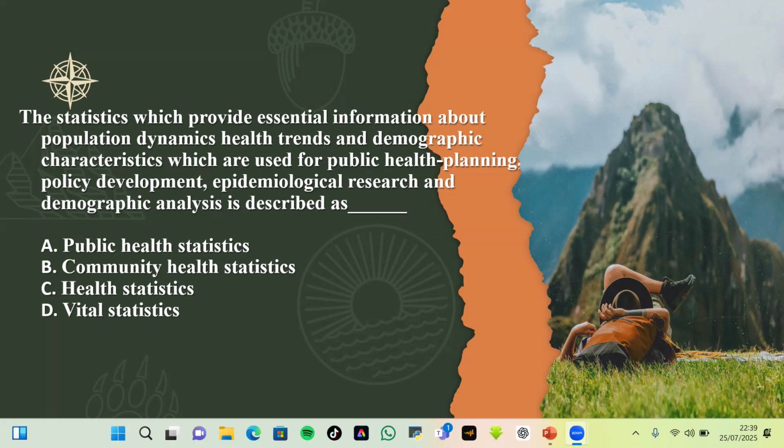The first question says, the statistics which provide essential information about population dynamics, health trends, and demographic characteristics, which are used for public health planning, policy development, epidemiological research, and demographic analysis, is described as A, public health statistics, B, community health statistics, C, health statistics, D, vital statistics.